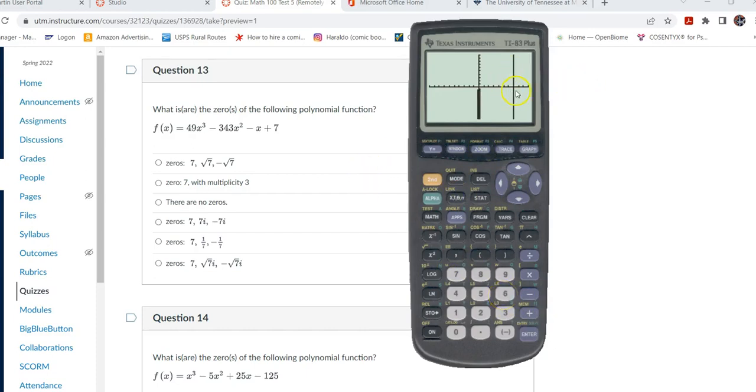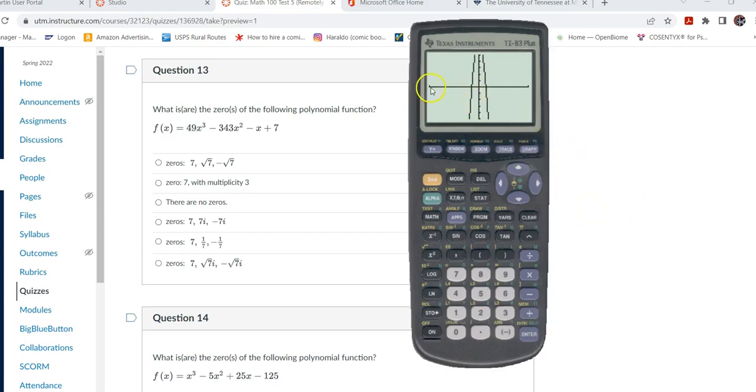Okay, so we can see that we have 7, and we have 2 other real zeros there that are between -1 and 1. So I definitely have 7 as one of my zeros. I'm going to change a window now, because I want to see where those other 2 zeros are. Oh, yeah, okay, I'm going to graph.